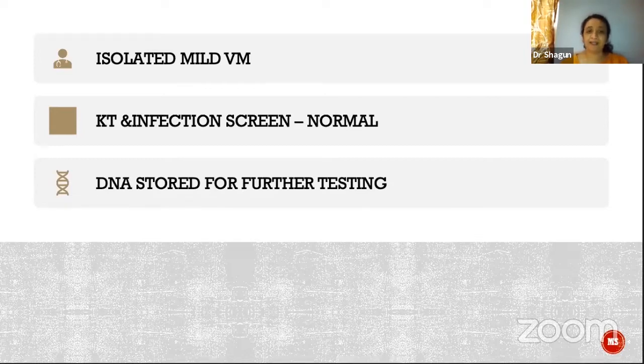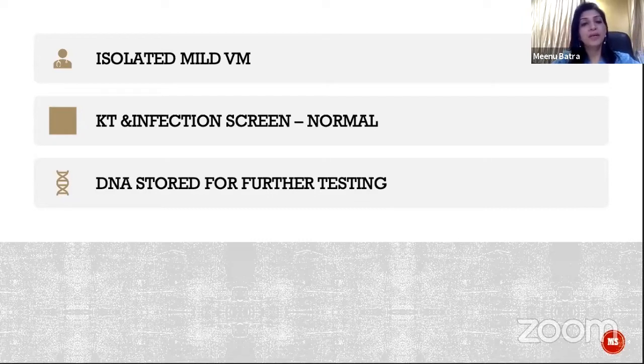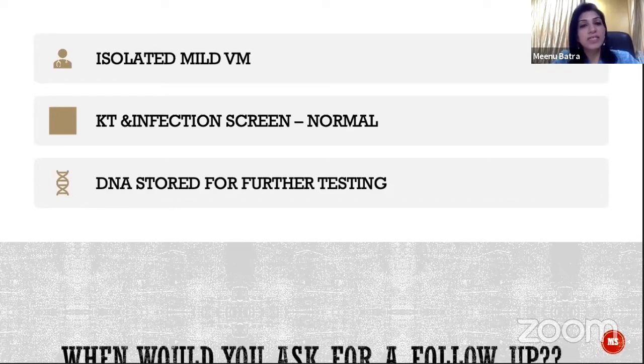Otherwise, just do DNA banking and we plan it later. True. So we now classified our case as isolated mild ventriculomegaly because the baby was structurally normal. There were no other positive scan findings. Her aneuploidy screen was normal. We also stored the DNA for further testing.